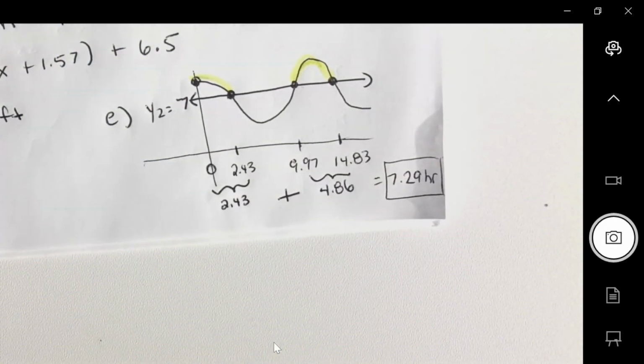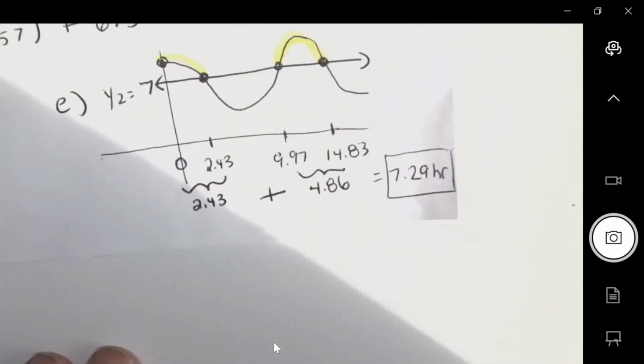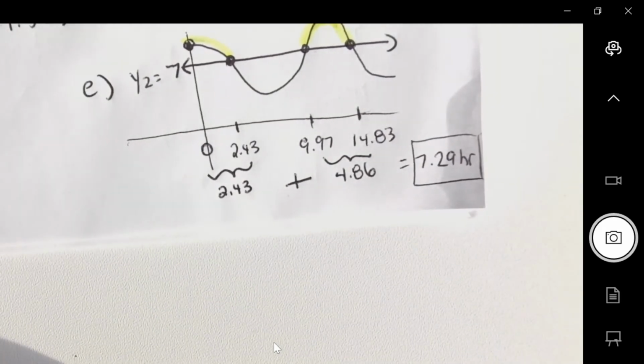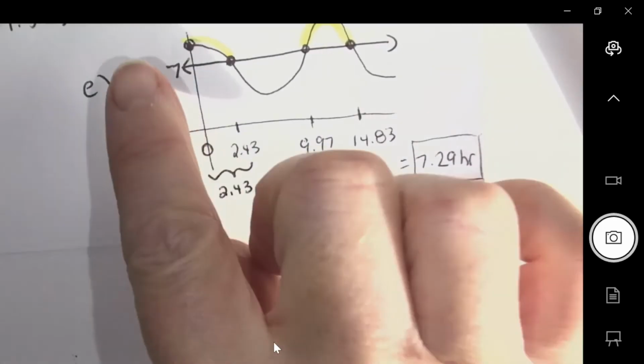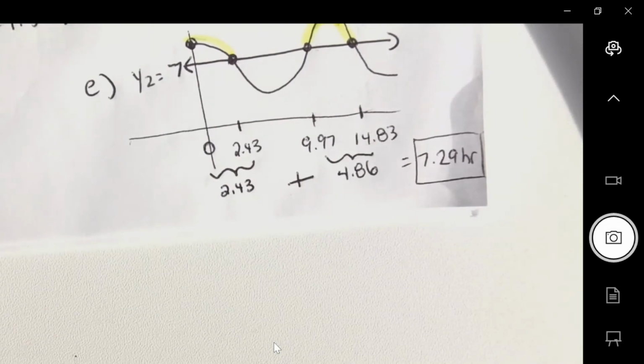Okay, so I like that question. It was a little bit of problem solving skills. You have to understand what's happening. Okay, so that's the visual of the tide being over 7.